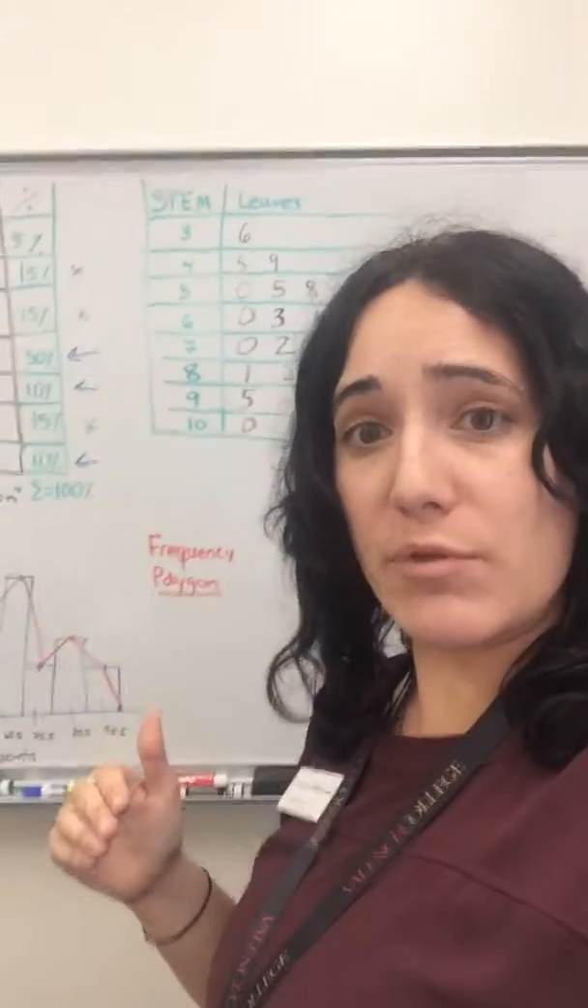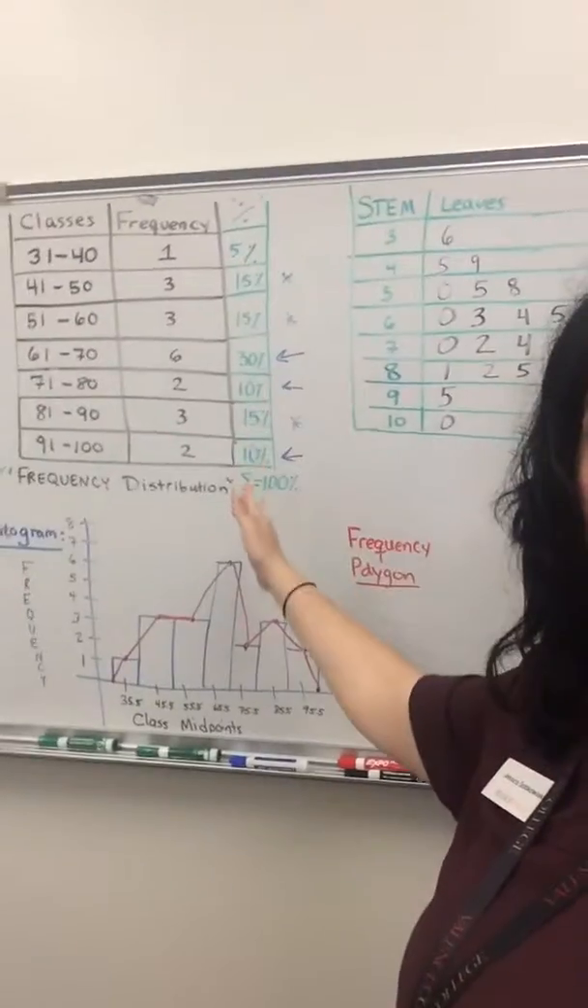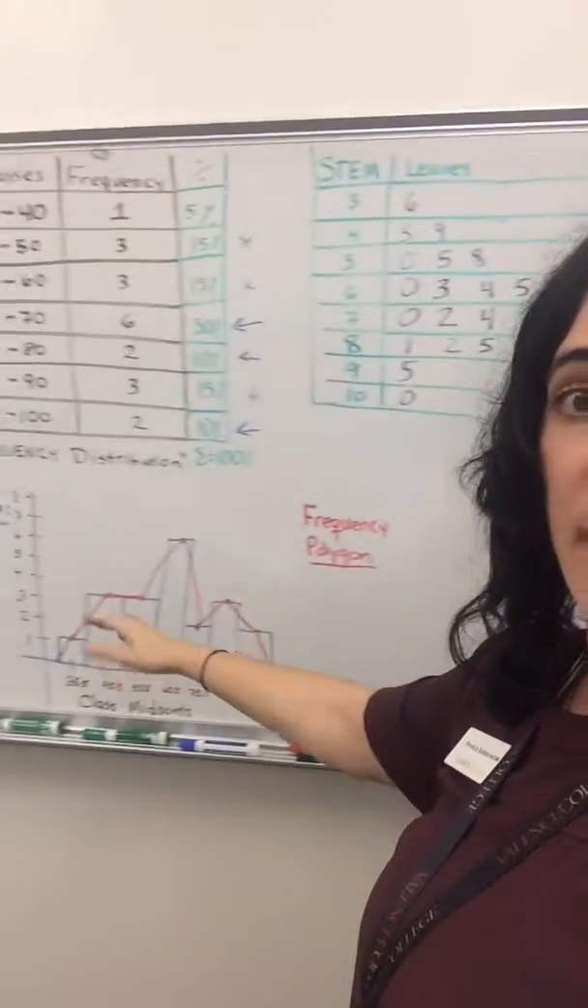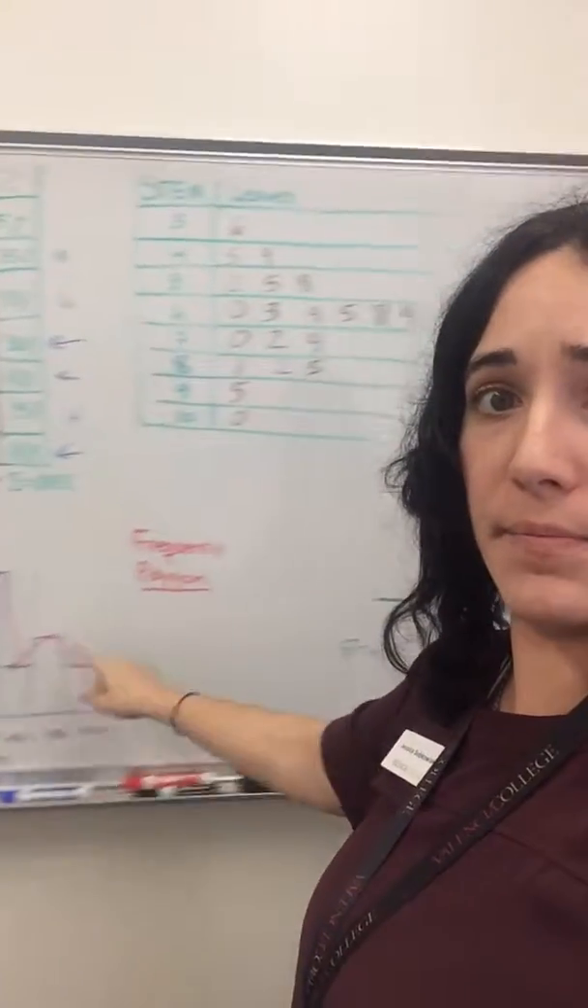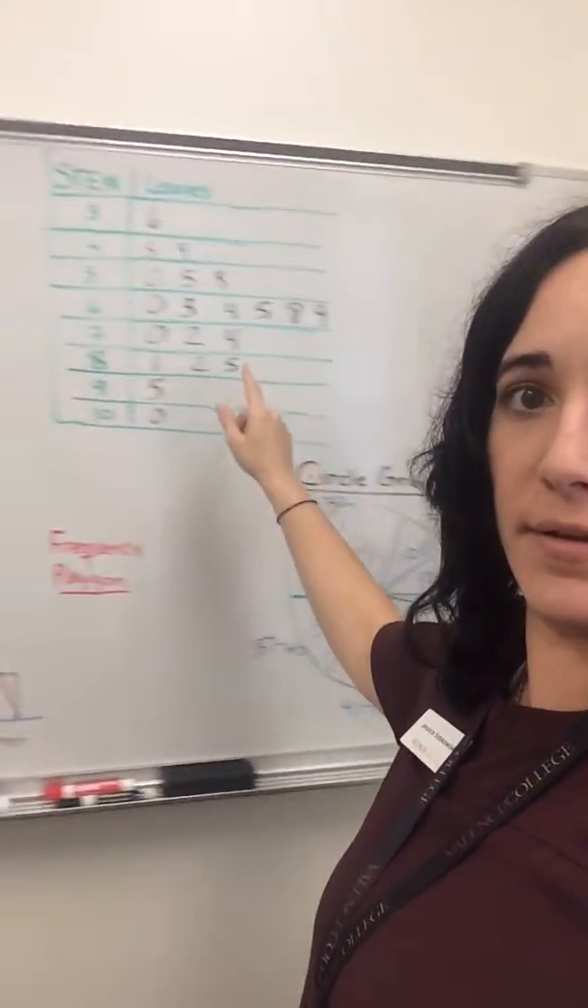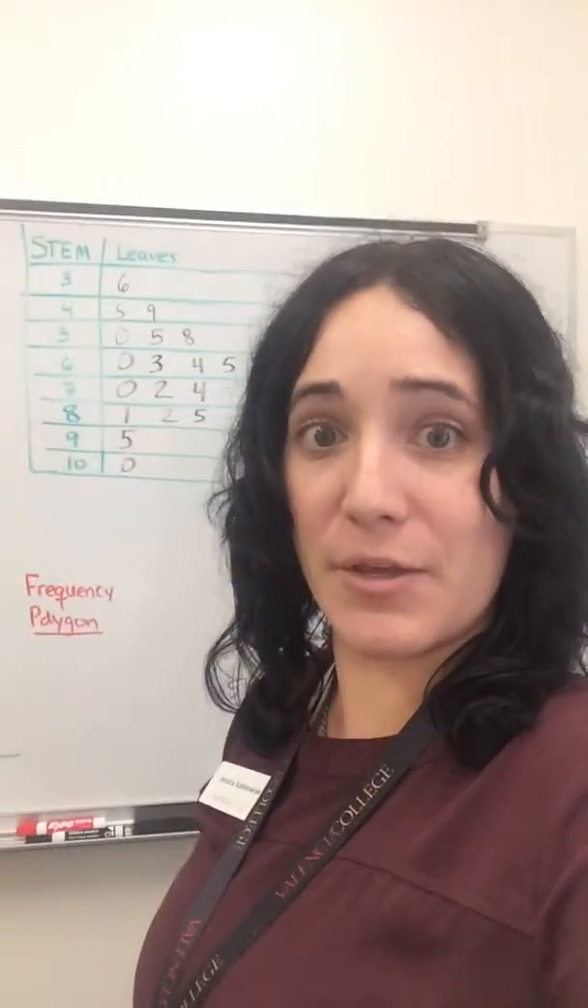I hope this helps make more sense of how we can use our frequency distribution to create both a histogram and a frequency polygon, a circle graph, and a stem and leaf plot. Good luck practicing.